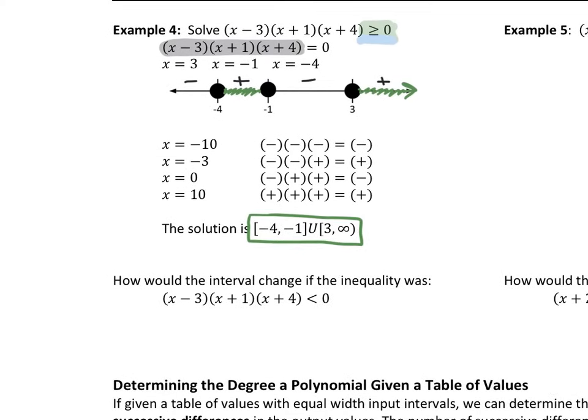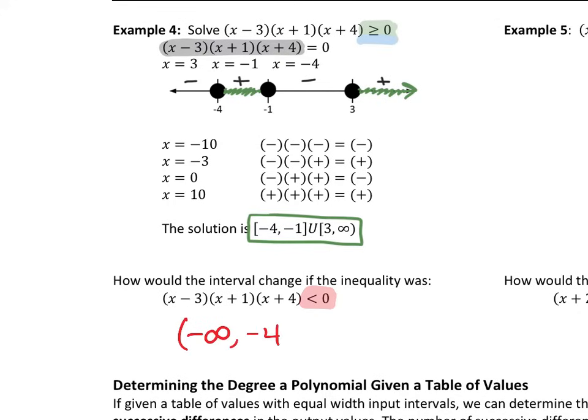My question for you on this, before I let you try a whole one on your own: how would the interval change if the inequality actually was this? We've already done all the work. What would be the answer if I asked less than 0 instead of greater than or equal to? The opposite, yeah. So what number does it start at? What interval would it start at? Negative infinity, and it would go all the way to what?